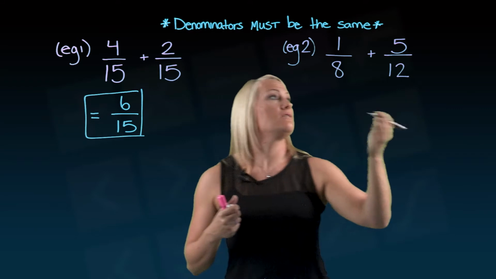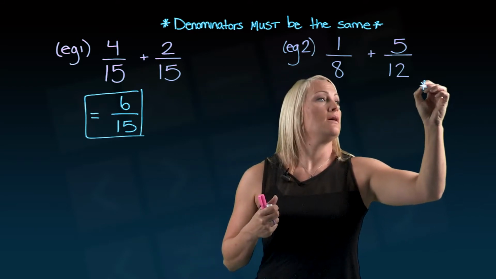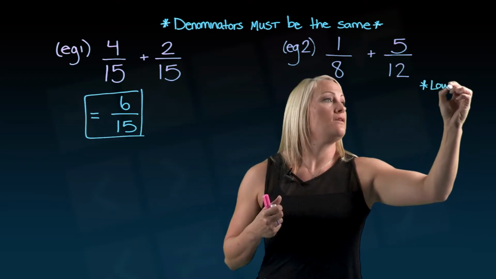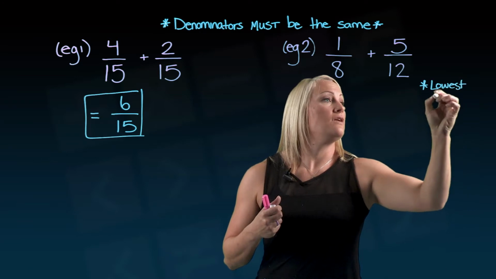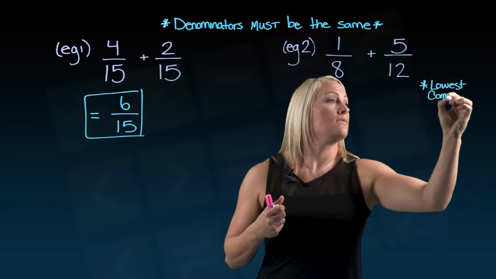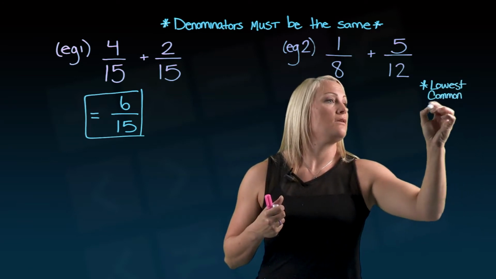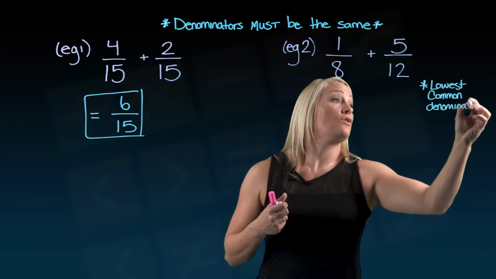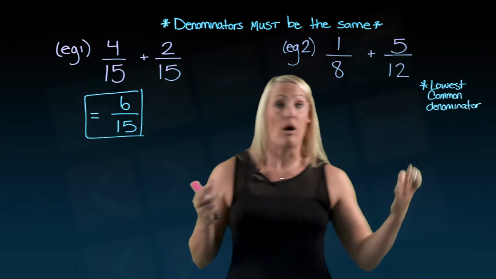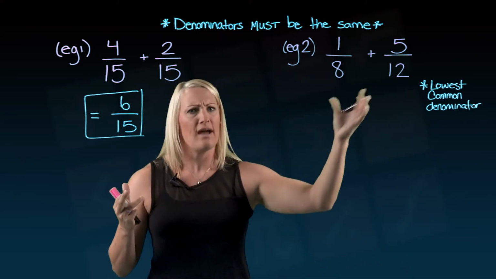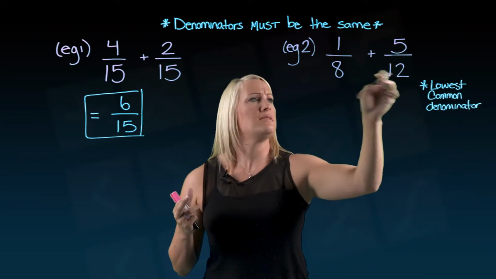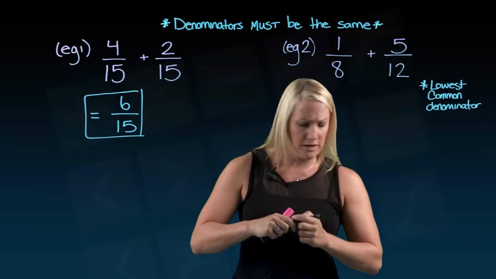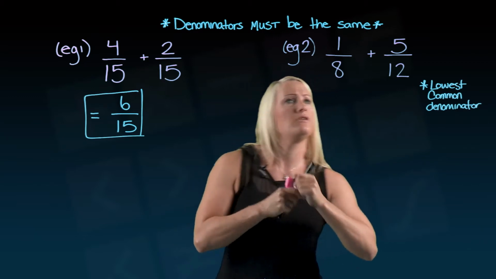So the idea here is, and I'm just going to write here, that we want to find the lowest common denominator. And then I'll explain what that means. So lowest as in the smallest, common is on what they have the same, and denominator is that bottom number. So let me show you what I mean.